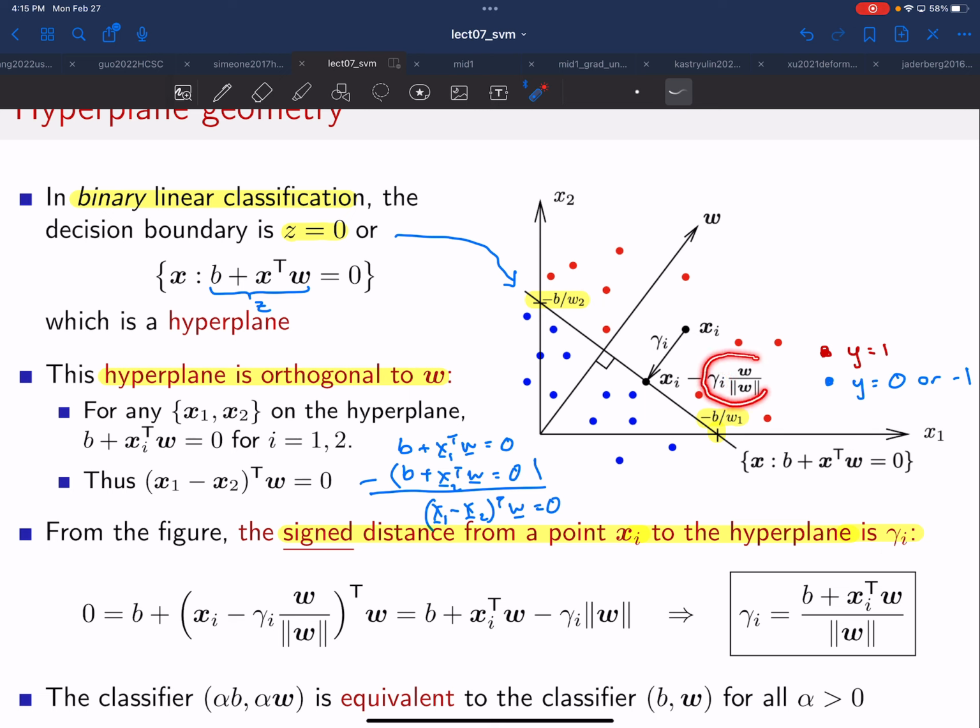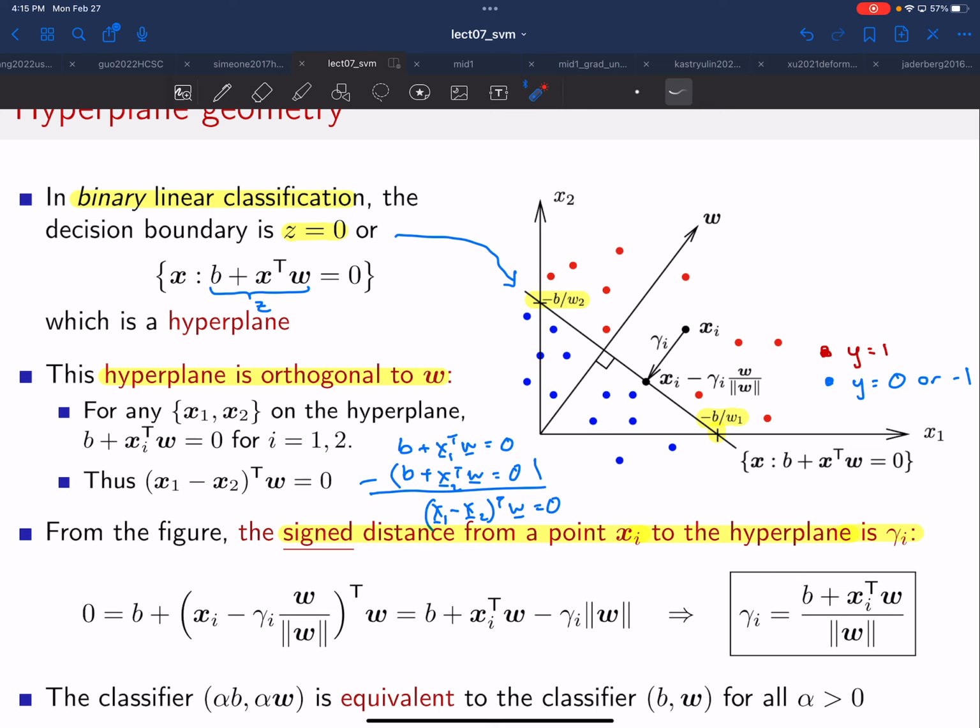Gamma i is now going to be the norm of this vector. It's how much do I move in this direction until I'm at the boundary. Does that make sense how we're defining gamma i? It's just how far do I have to move in the proper direction until I'm on the boundary? That is the distance to the boundary.